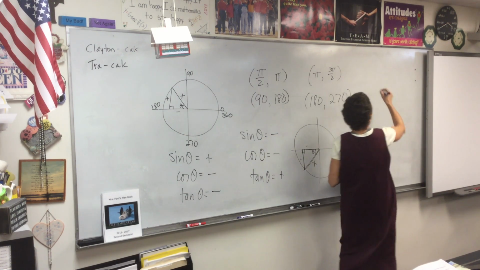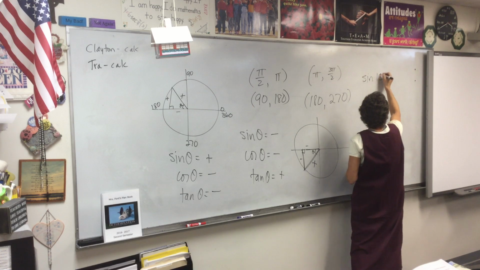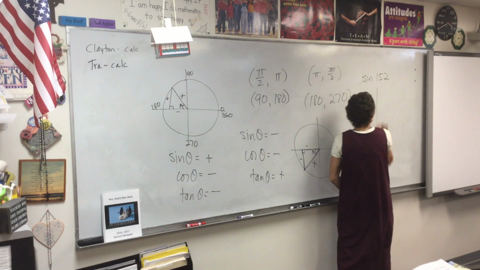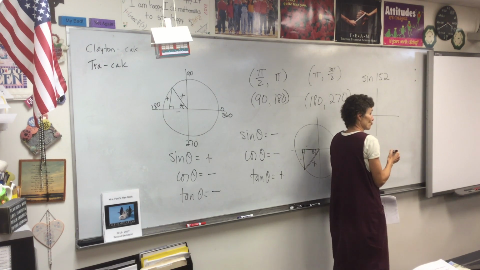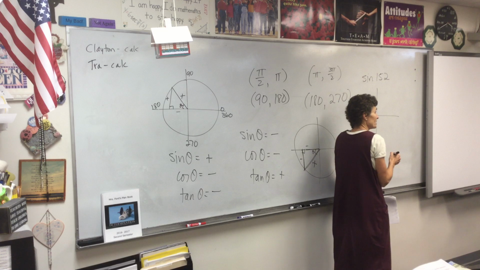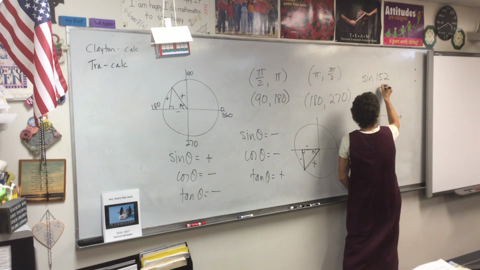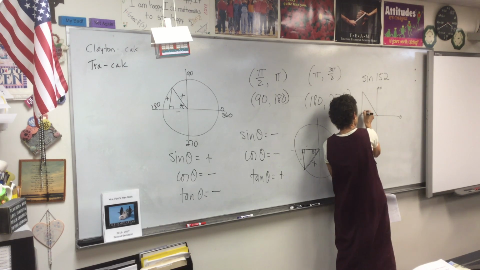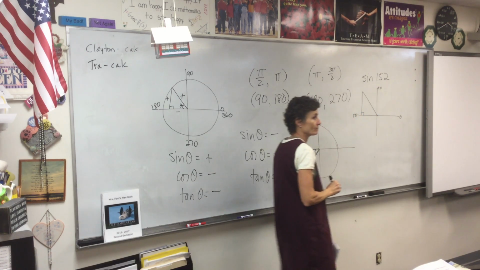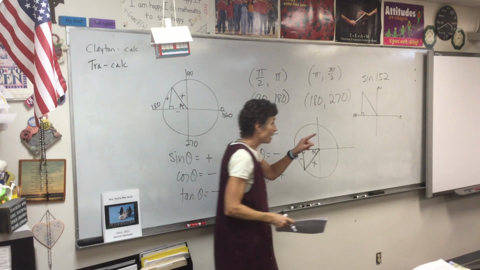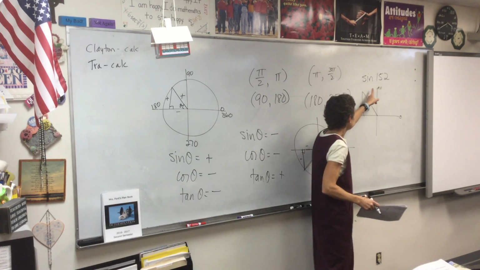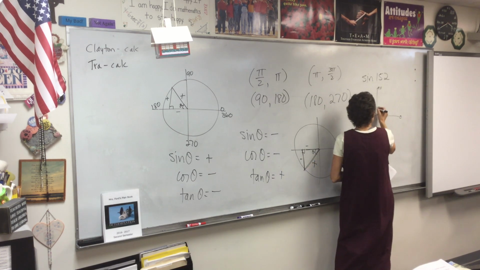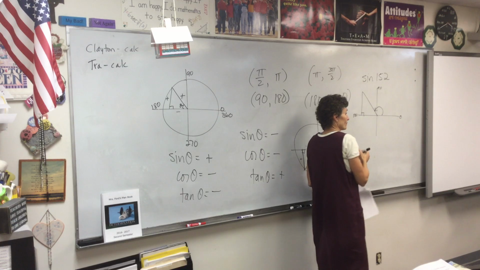So we have the sine of 152. The first thing you're gonna do is draw 152. Now remember, this is 0, 90, 180. So won't 152 be over here in quadrant 2? Isn't 152 in between 90 and 180? So here I drew 152.